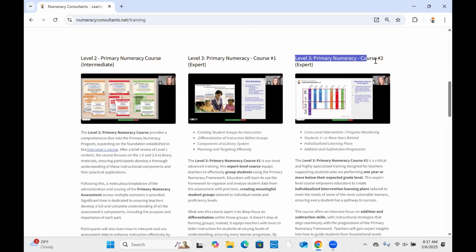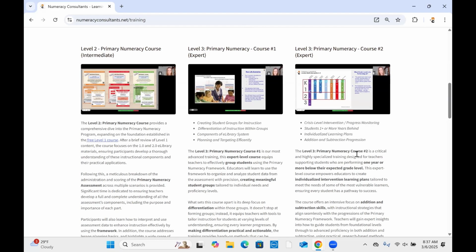The level 3 primary numeracy course number 2 is called a student in crisis. This has to do with a student who is two years or more behind. What does this program look like for them? What does their individual learning plan look like? And how do you even get started? Okay, so that's what the level 3 course has to do with.